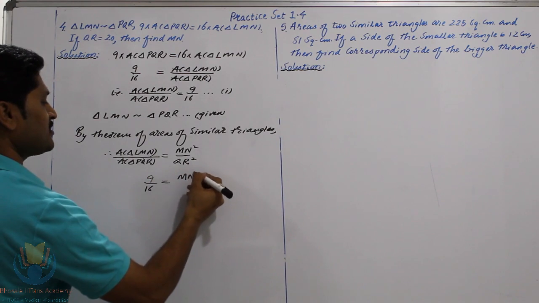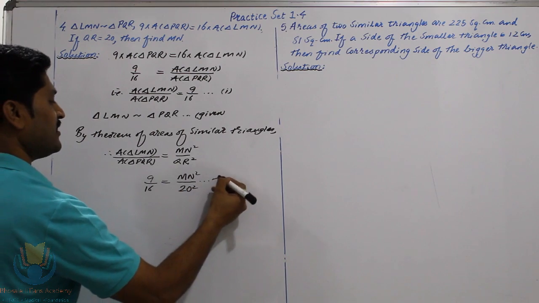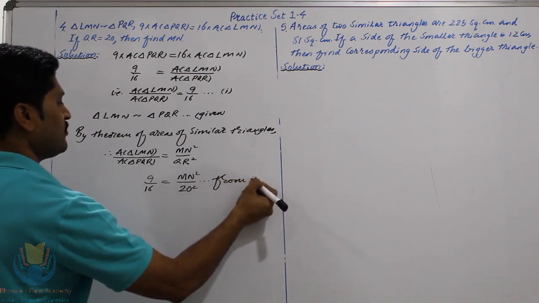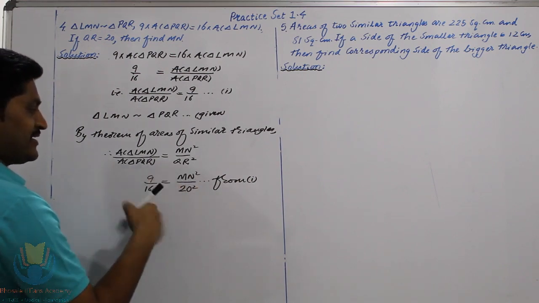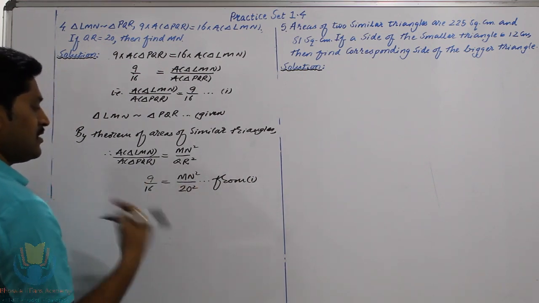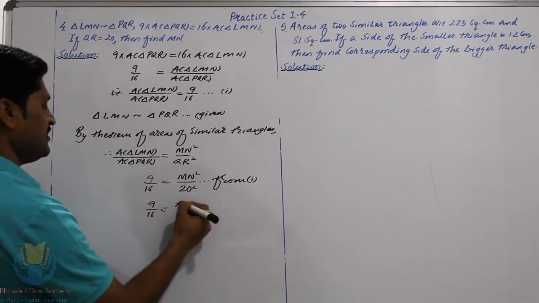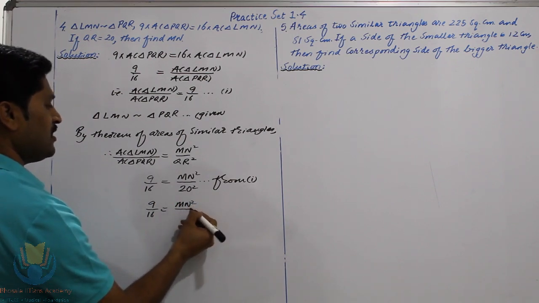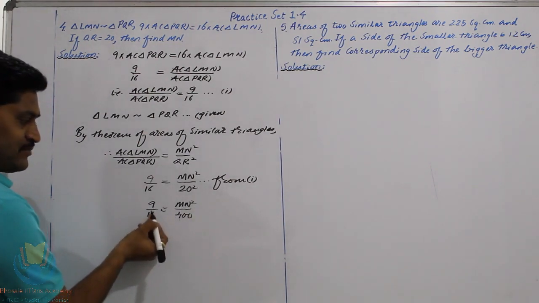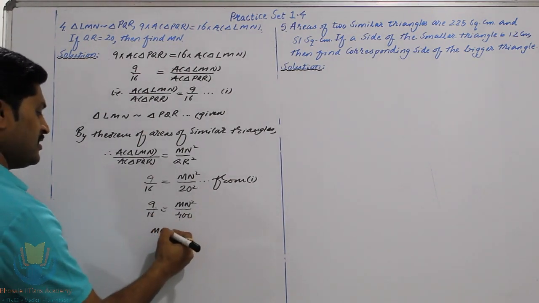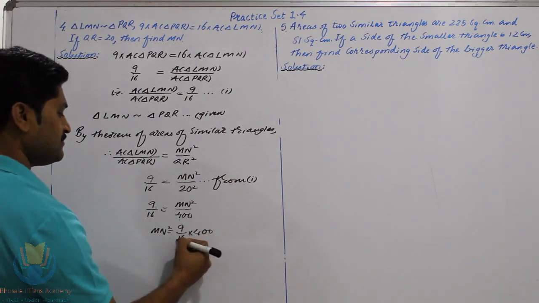So let this MN square be as it is. That of QR is given to be 20. So this is 20 square, and here we will write the reason from equation first. So we have to find the value of this MN square. Either we can take square root of each side, or we can continue like this. Let this 9 by 16 as it is, that is equal to MN square, and this 20 square is 400. Therefore this MN square is equal to this 9 upon 16 into 400.